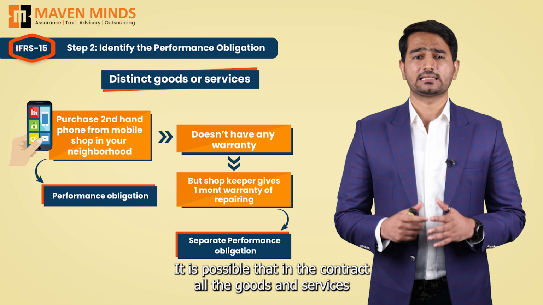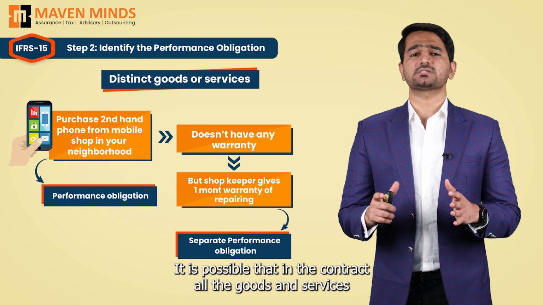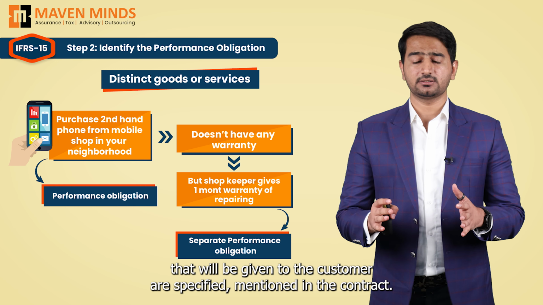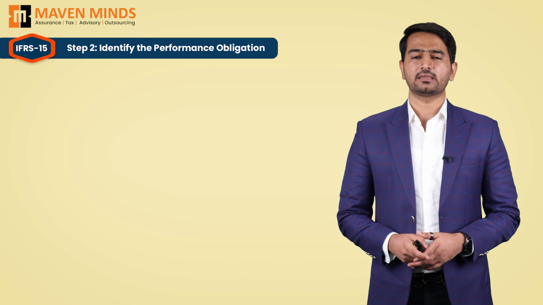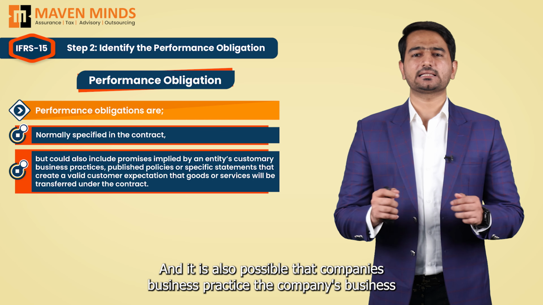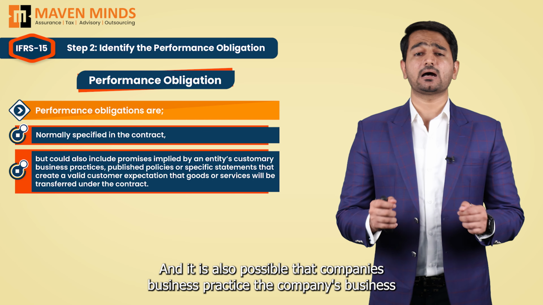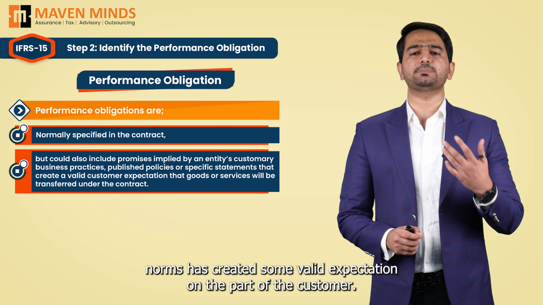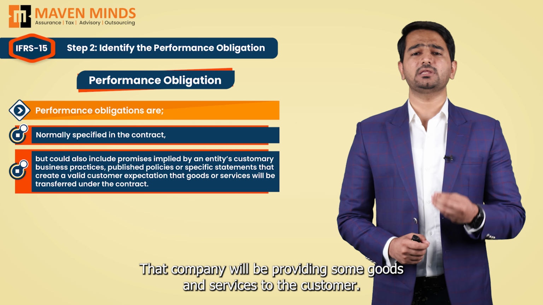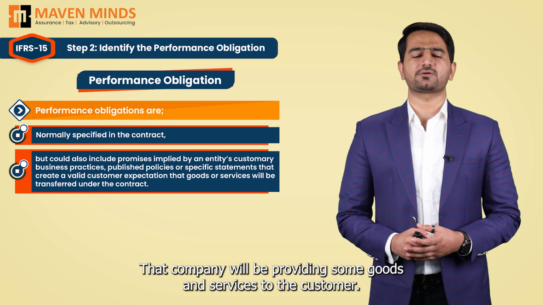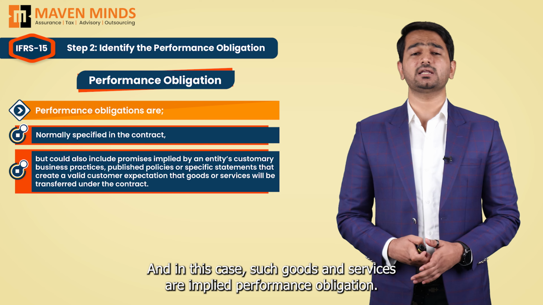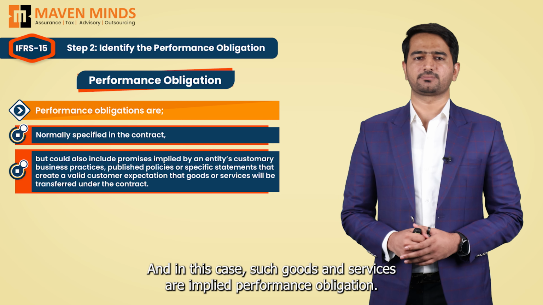It is possible that in the contract, all the goods and services that will be given to the customer are specified and mentioned, and it is also possible that the company's business practice, the company's business norms, has created some valid expectation on the part of the customer that the company will be providing some goods and services to the customer. In this case, such goods and services are implied performance obligations.